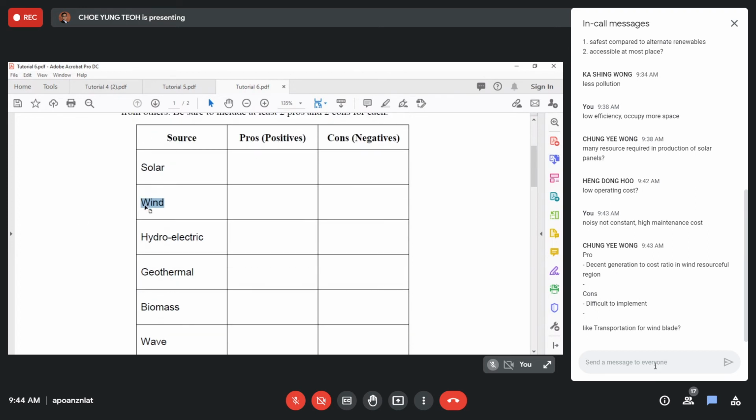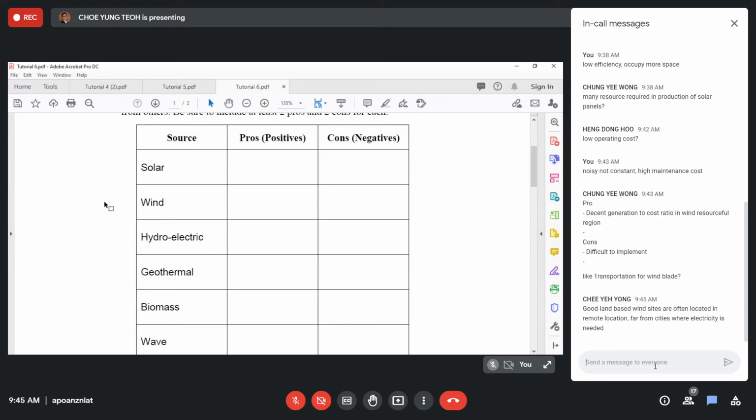Only wind. Okay. And then can I say that wind is far from the user? Normally where you have strong wind is on the mountain, on the hill, where fewer people stay. So supply and demand is not a real match for wind. Okay, and of course you will kill the birds, you will have noise pollution, and you have difficult transport.